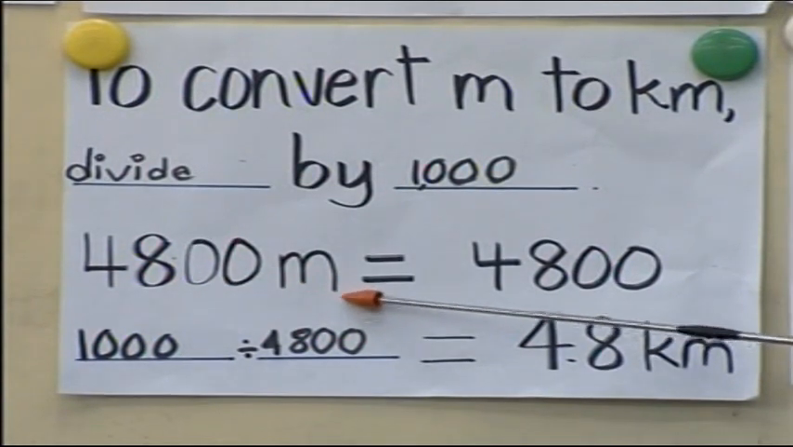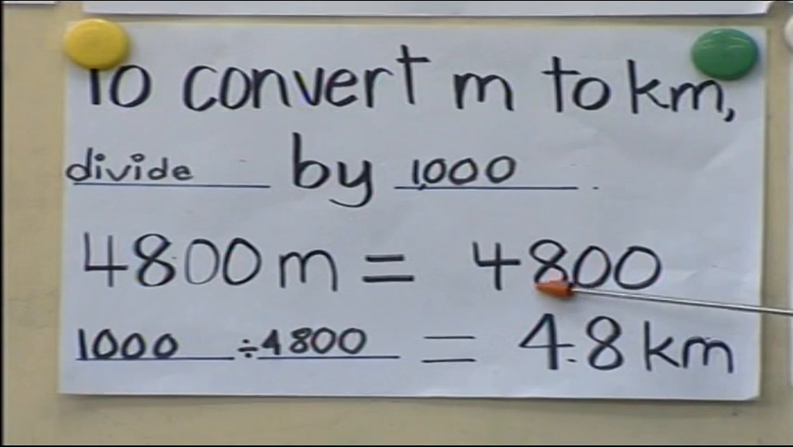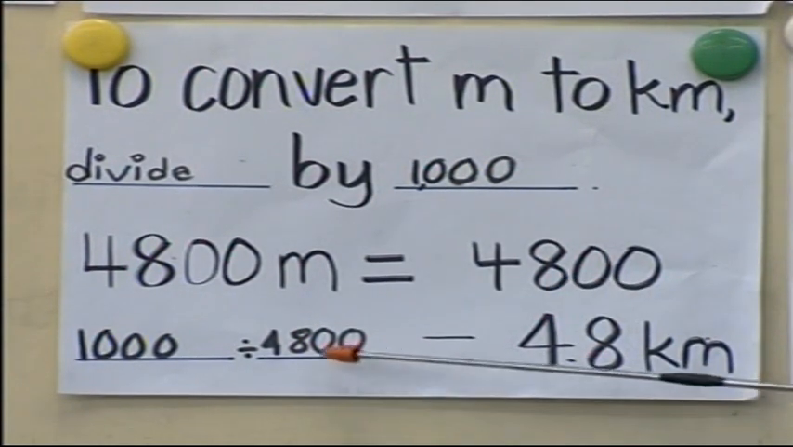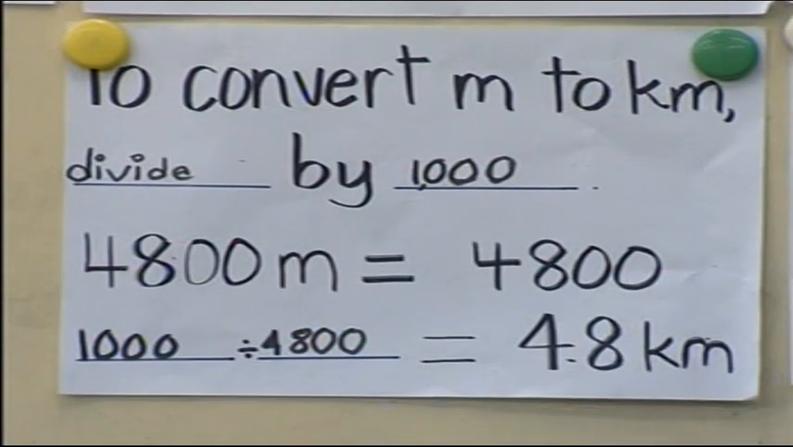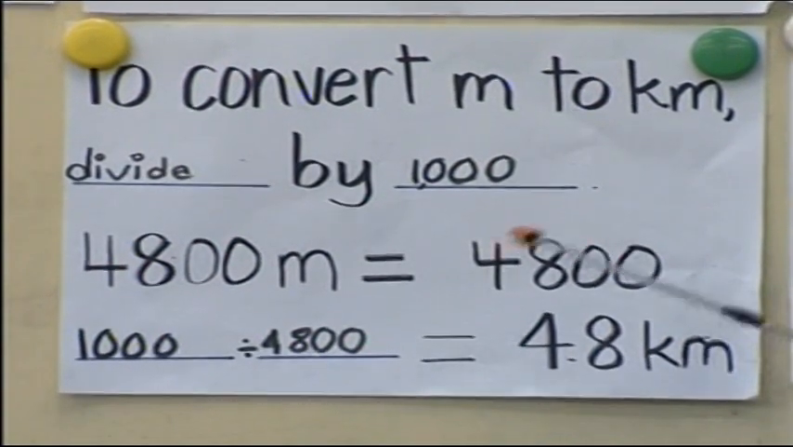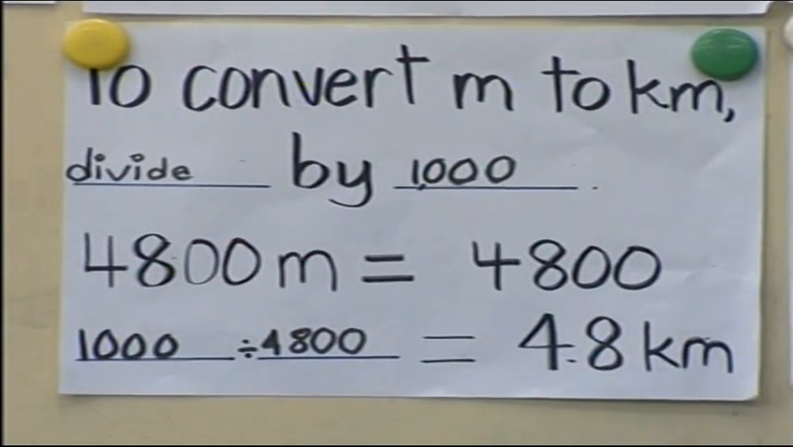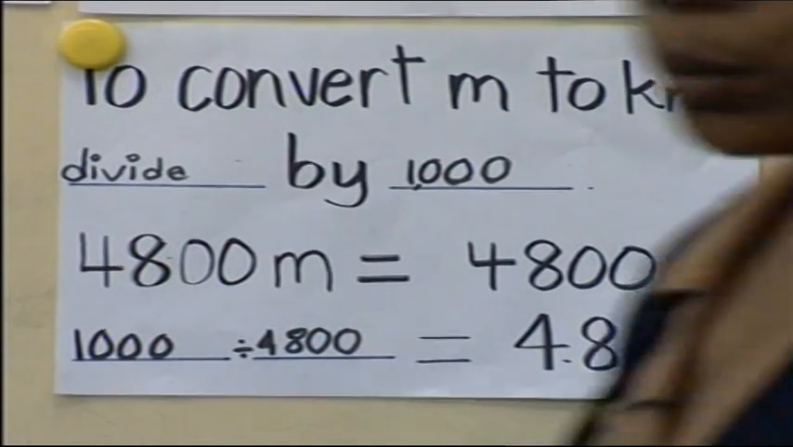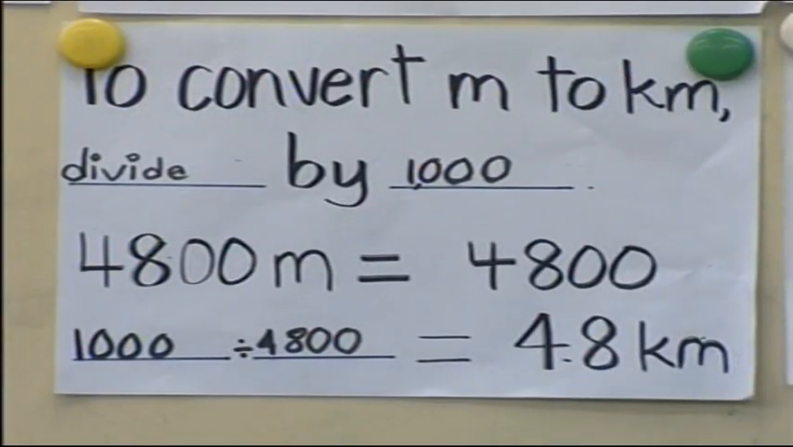They're correct here. And what about 4,800 meters change into kilometers? What did they do? 4,800. Should it be this way? 4,800 divided by 1,000, the other way around, which is equal to 4.8 kilometers. But otherwise, the others are correct. Okay, we're going to stop here, class.